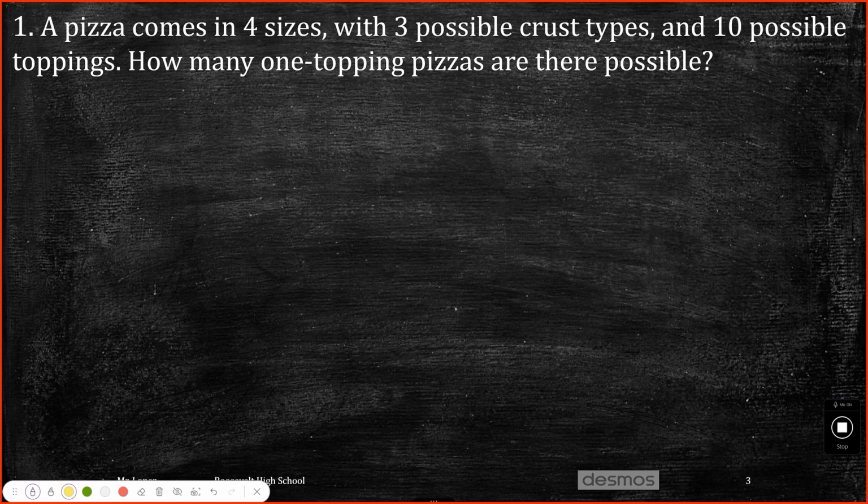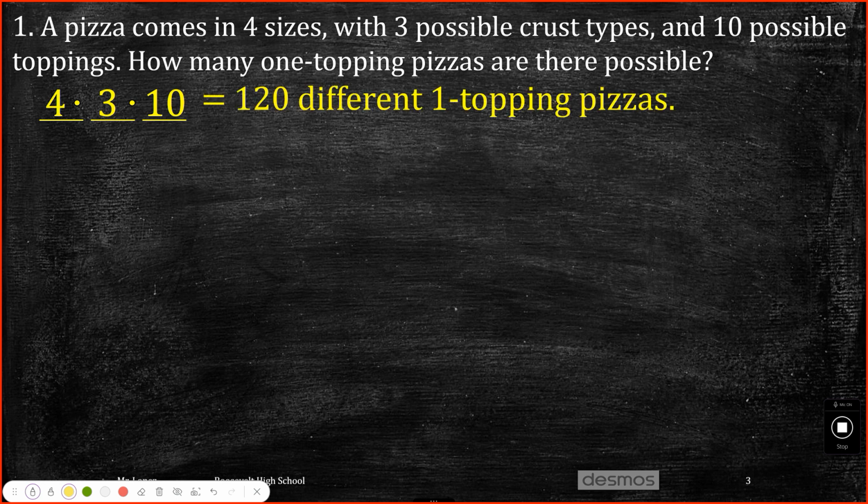Who got the answers? Okay, how many one-topping pizzas are there possible for this situation? Shout it out. 120, isn't it? 120? Easy. Why? Because first you got to choose, you got 4 choices for the size of pizza you want. So you're going to put 4. And then you got 3 different types of crusts, and 10 possible toppings. Making it 4 times 3 times 10, which is 120 different one-topping pizzas from the given information.